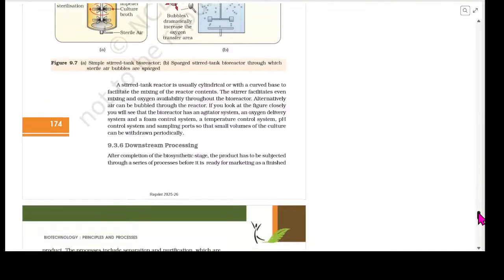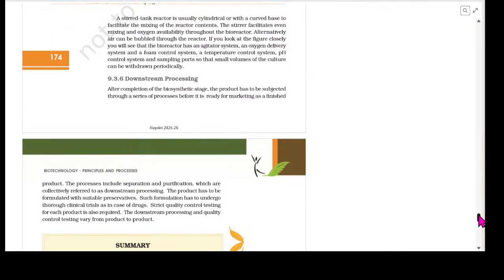Last topic of this chapter, downstream processing. After completion of the biosynthetic stage, the product has to be subjected through a series of processes before it is ready for marketing as a finished product. The processes include separation and purification, which are collectively referred to as downstream processing.